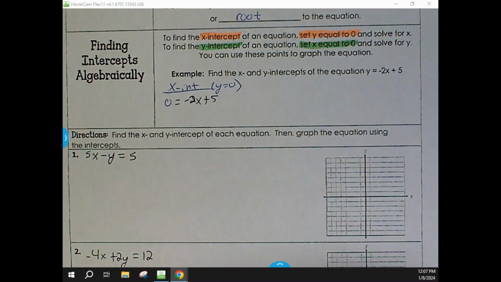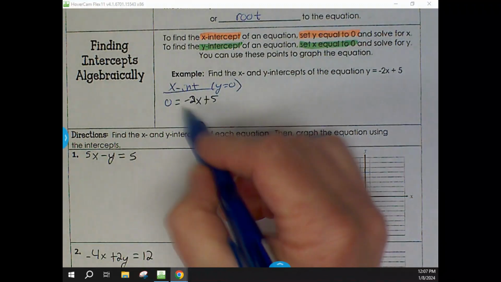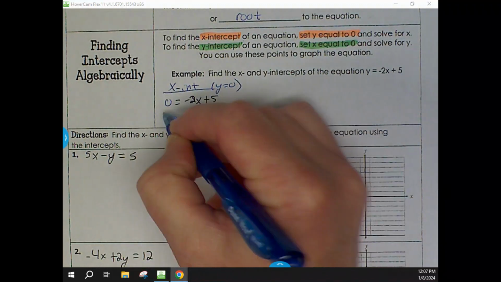Okay, and then from there, now we're back to just regular solving equations like we were doing with some of the bell ringer stuff. We're trying to get the x by itself, so we're going to subtract 5 from both sides.